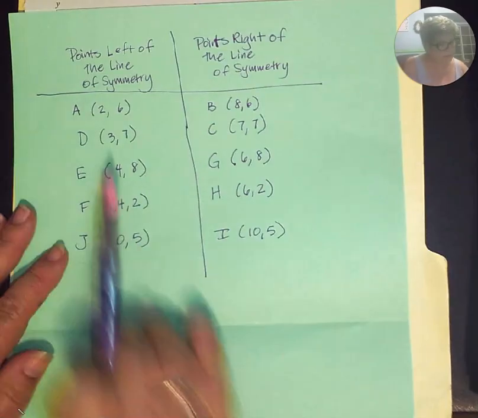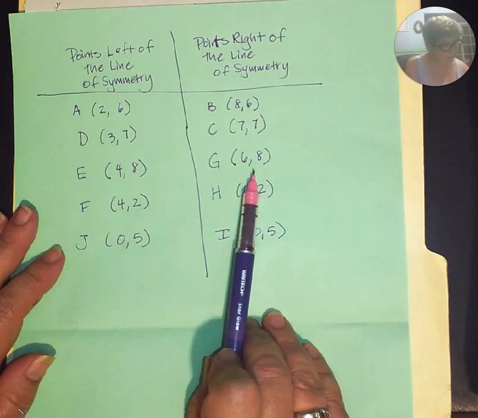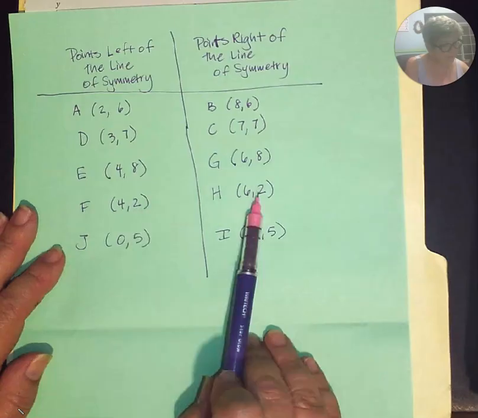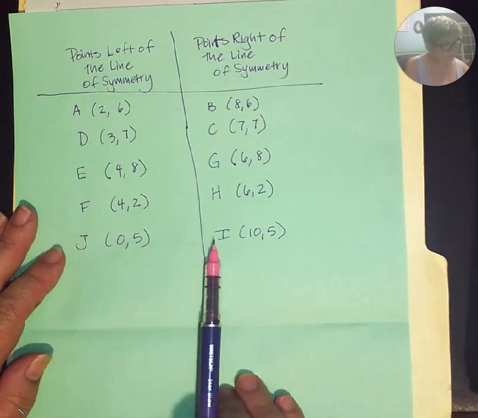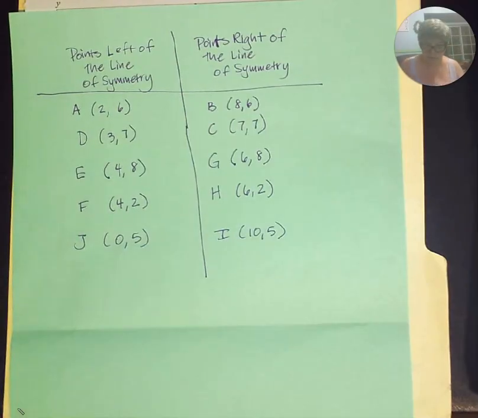Okay, and then thinking about what is the same or different in our left and rights, right? We already did A, B, C, and D. Let's look at E and G. The Y's are the same. F, the Y's are the same. J and I, the Y's are the same. Interesting, right?